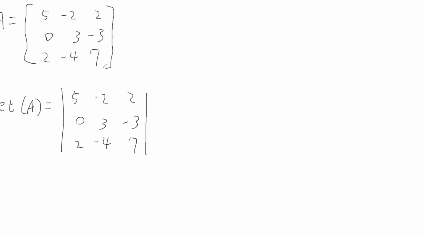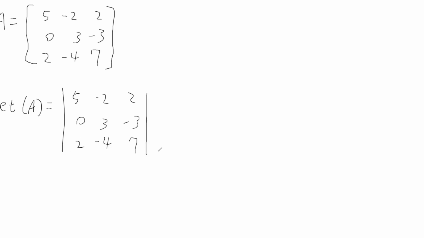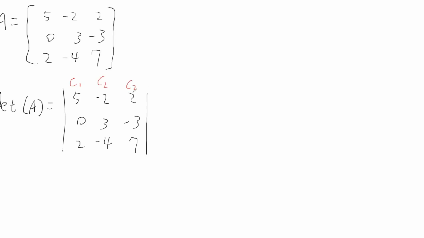5, -2, 2, 0, 3, -3, 2, -4, 7. Okay, so this is what we have, a similar setup as before. We'll want to look for the determinant of this matrix A. All right, so I set up the determinant using the bars. Now here is something that I'm going to do different. I'm going to copy column 1 and column 2 to the right hand side, like this.